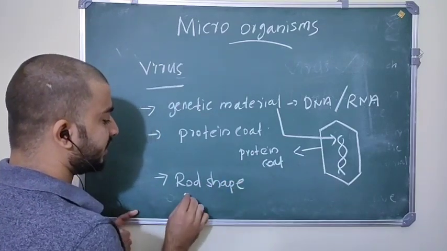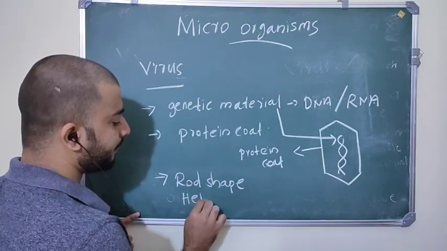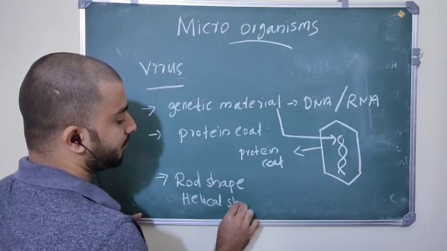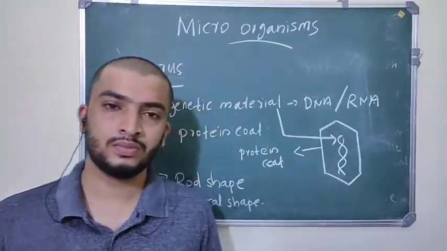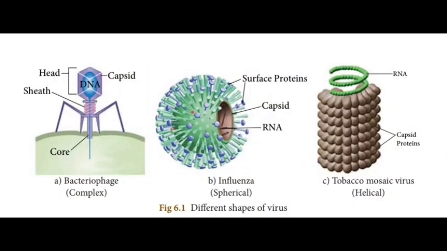They may have a cylindrical helical shape. They show different shapes. Figure 6.1. Different shapes of virus. A. Bacteriophage. They have complex shape. B. Influenza virus. They have spherical shape. C. Tobacco mosaic virus. They have helical shape.